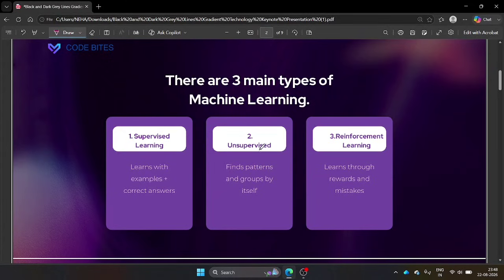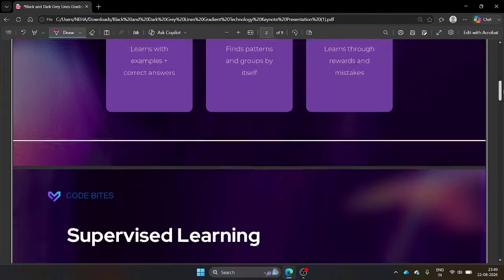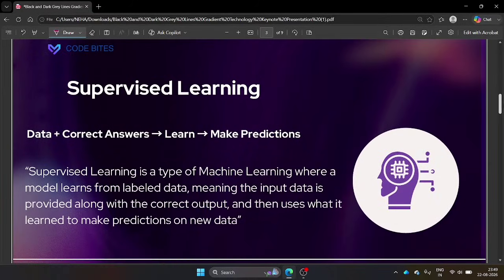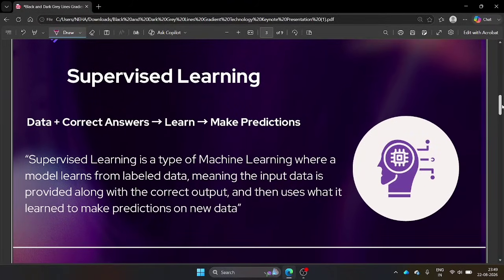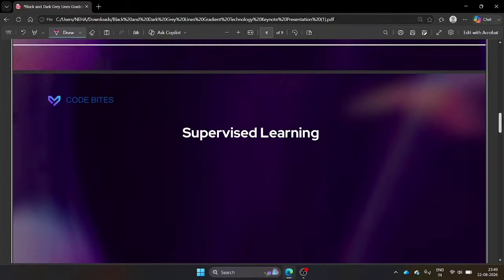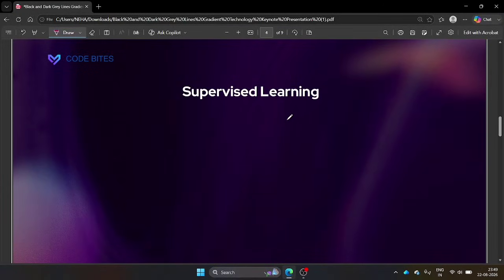Don't worry, I will explain each one using a simple real world example. Let's start with supervised learning. We will go to the next slide and come back to the slides again. I will skip this one also, because if I tell you a direct definition, you may get confused. So we will take the example first, then go to the definition part, then compare all 3 types of machine learning. So let's go to the first type, supervised learning.